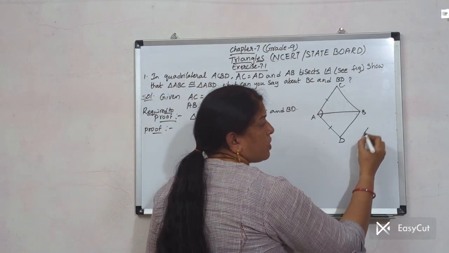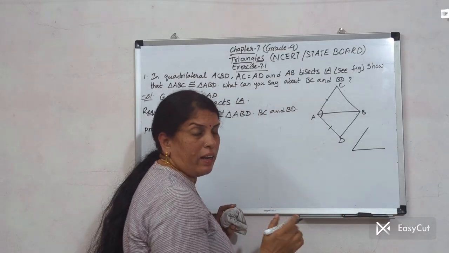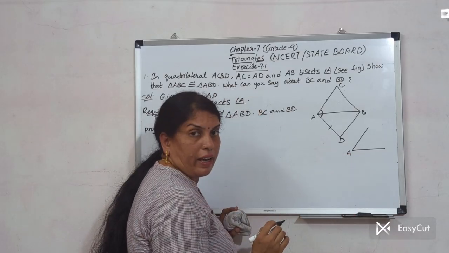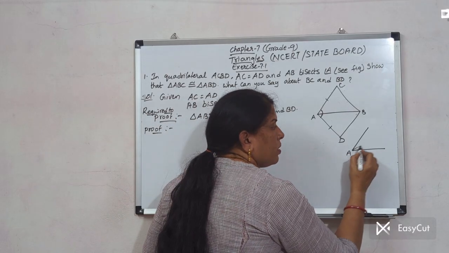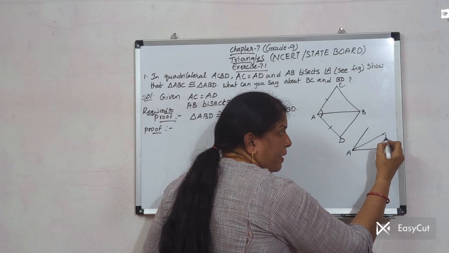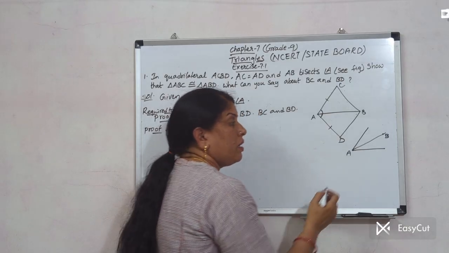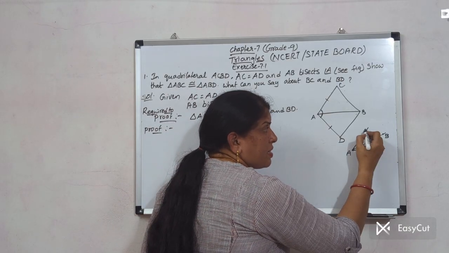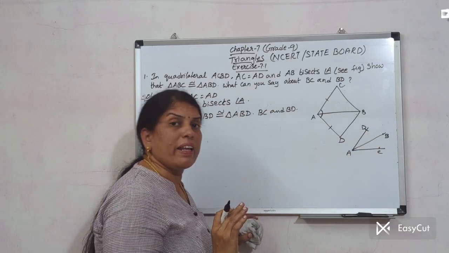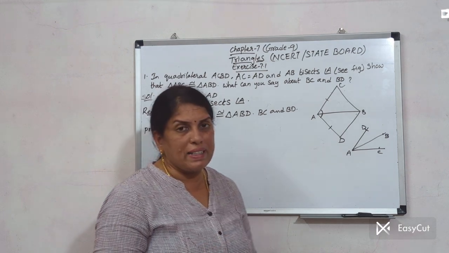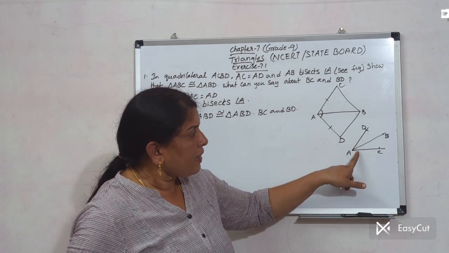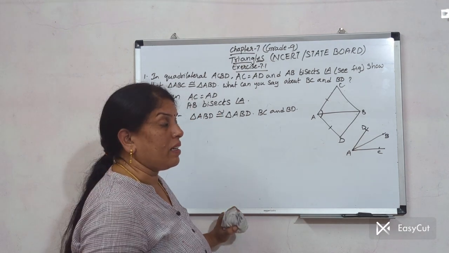Bisector means, if you observe this, see here, this is the angle. Here I am writing A, angle A. Bisector, this is B. AB is this, this is C and this is D. I am giving an example. What is a bisector? I am explaining. Here AB is a bisector.